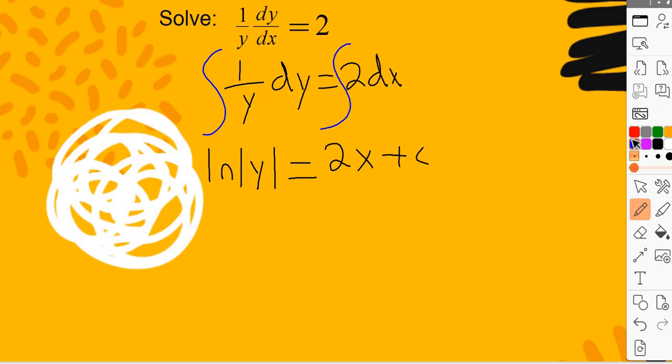So what do we do with our exponentials? Yeah. So we remember it's called exponentiating. We put both sides as an exponent of whatever our base is, which in this case is e. So then what are we left with on the left-hand side?